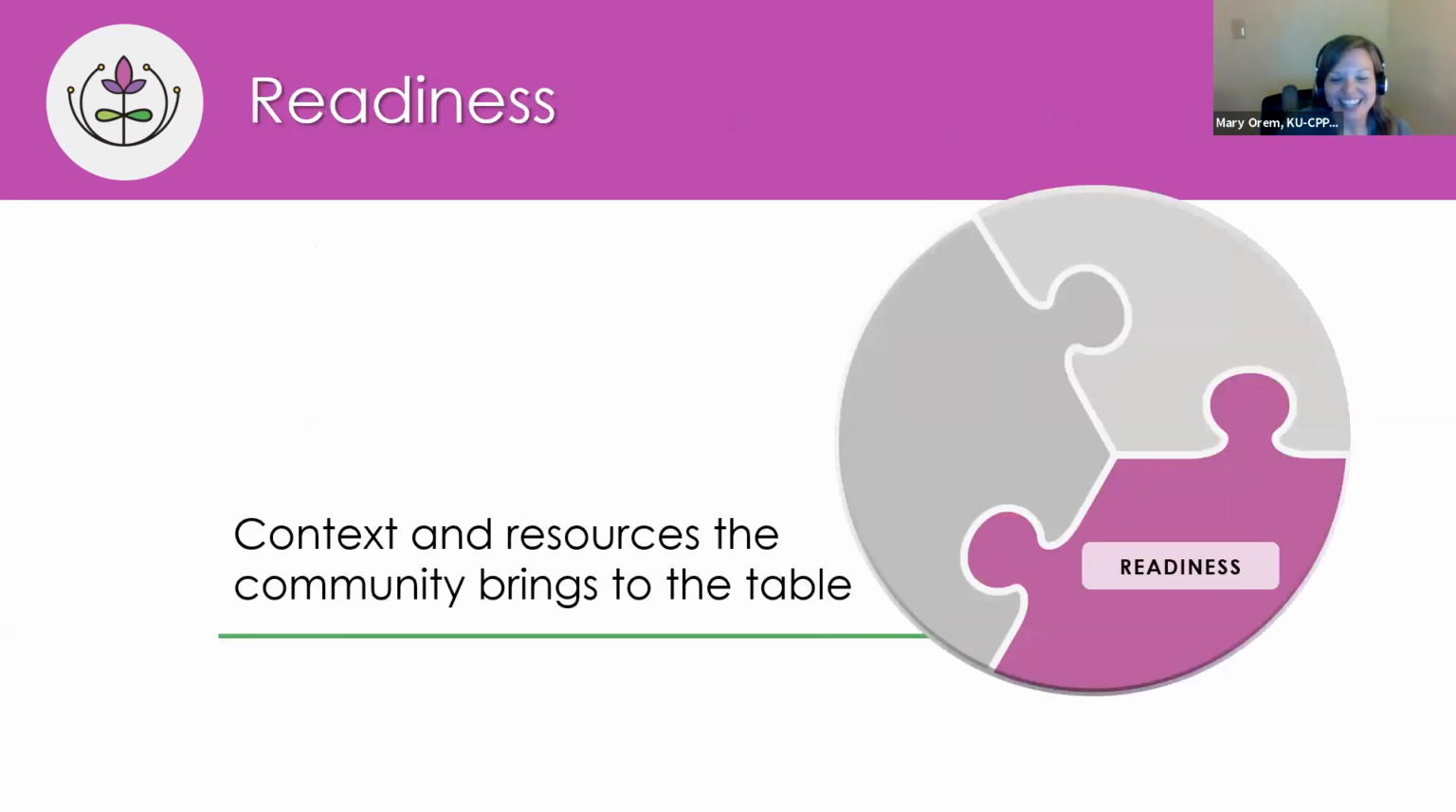Thanks, Deborah. So as I mentioned earlier, technology is one piece of this work. The next piece we're going to discuss is actually readiness. It's important to have an understanding of the context and resources available to you. And our team has identified 3 pillars of readiness.